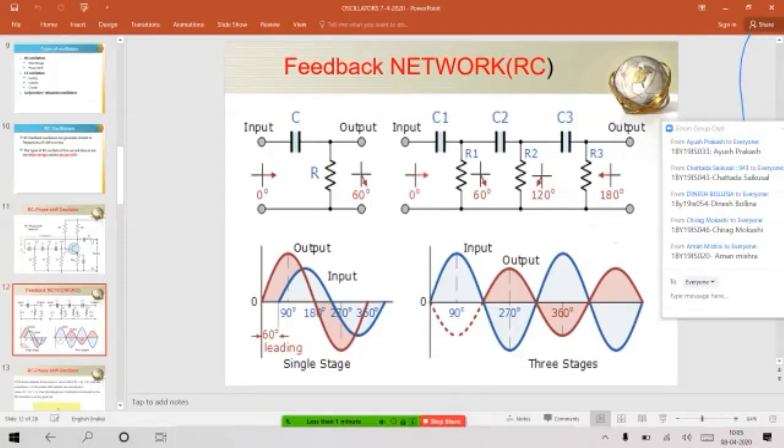You can observe the bottom waveform. This is the original signal coming at the input, the blue colored waveform. And exactly the opposite signal, a 180 degree out of phase signal, you get after the three RC sections. This is the red colored waveform. It means you are producing exactly 180 degree out of phase signal from the feedback network. That is the conclusion you have to draw here. In the beginning it is 60 degree by one RC section, the second RC section makes it 120, and the third RC section makes it 180. That is how the requirement is met after three.